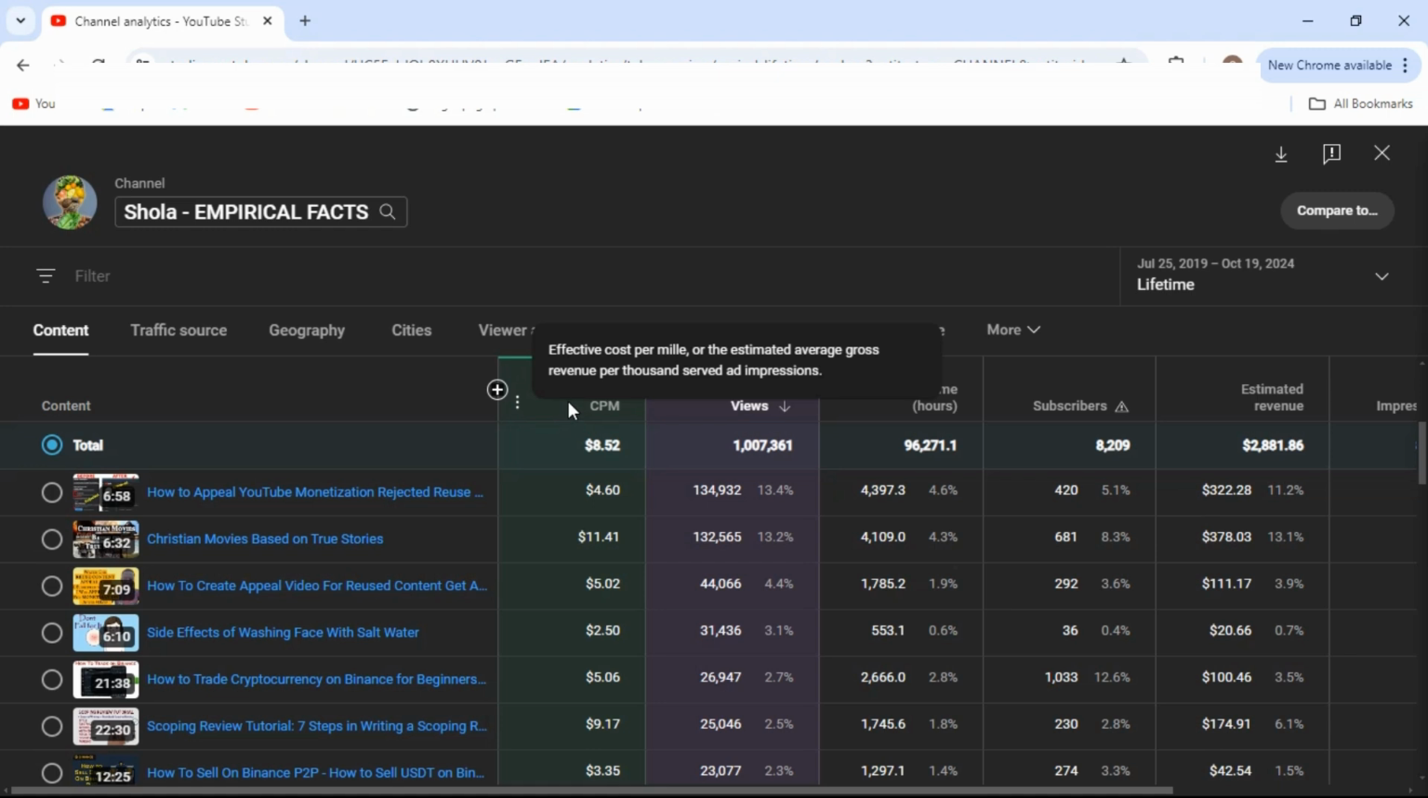Now, it's also important to mention that this number includes not just ads, but also things like YouTube Premium revenue. YouTube Premium members don't see ads, but YouTube still shares a portion of their subscription fee with the creators, depending on how much premium members watch your content. Of course, ad revenue isn't the only way you can make money on YouTube. If you have sponsorships or affiliate marketing, you could be making a lot more.